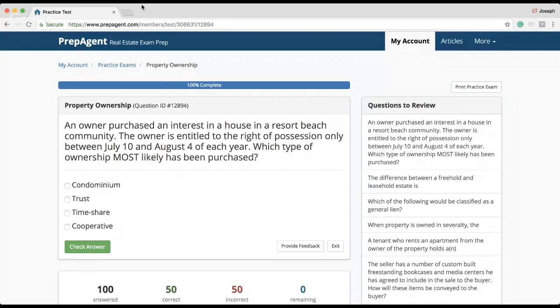So today we're going to go over property ownership. And after that, we're obviously going to go over vocabulary because you guys know I love to do that. So we're going to do those two things. And let's get started.